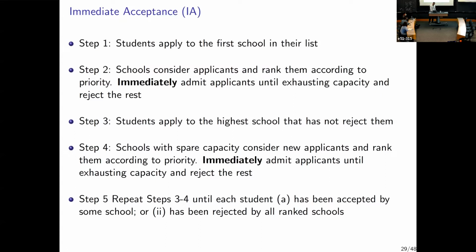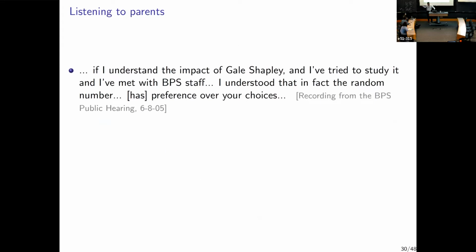Okay. So this mechanism is obviously not strategy proof, and so why would we ever use a mechanism like this? Well, obviously, when Boston was thinking about moving from immediate acceptance to DA, there were voices supporting the change, there were voices not supporting the change. And it was interesting to listen to what parents had to say when they were trying to prevent moving from immediate acceptance to DA.